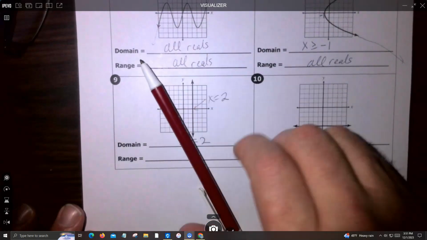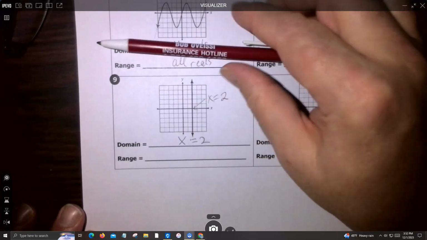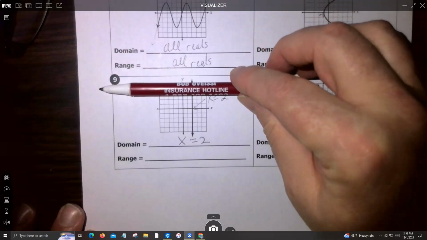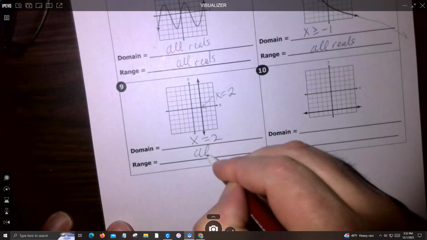Y, on the other hand, if I'm sliding up from above, remember this is going on forever, I'm going to hit my pen all the way down. So this is all reals.